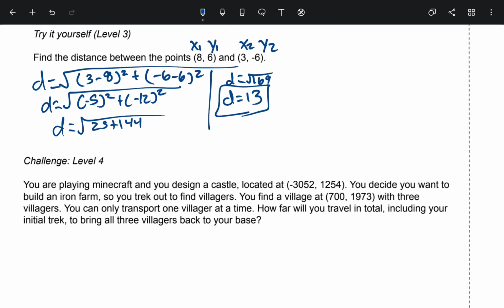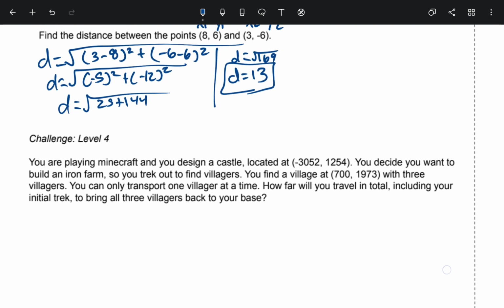Now go ahead, give this challenge problem a try. It does have big numbers, but I think you can do it. And I'll go ahead and give you the answer in 3, 2, 1.